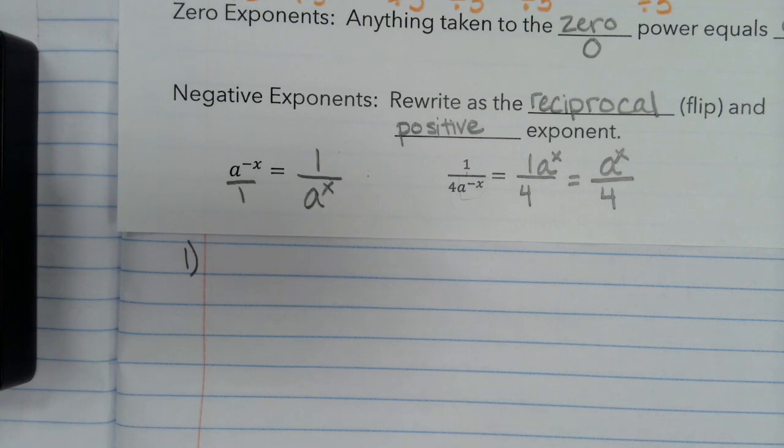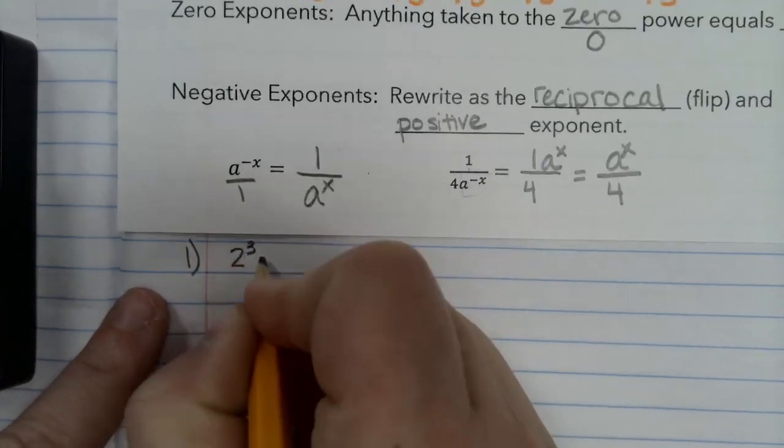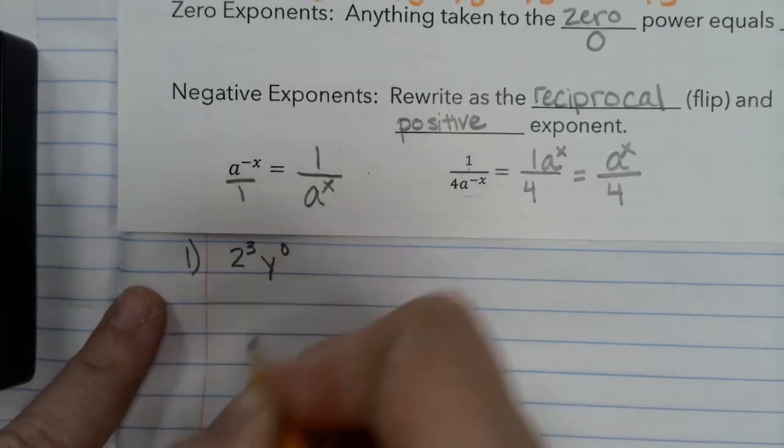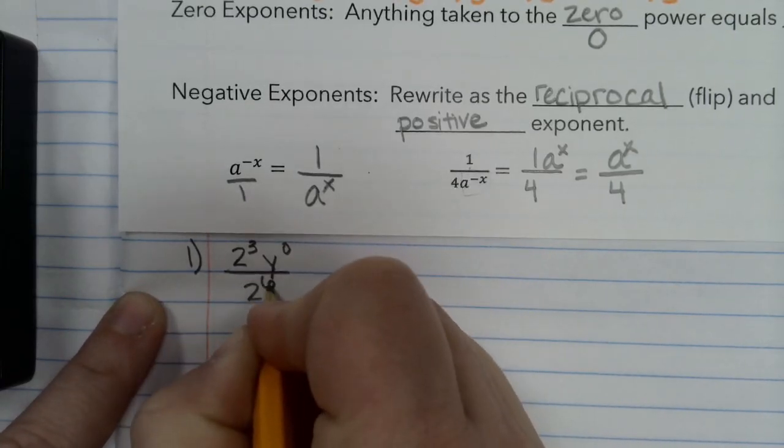Alright, number 1, we have 2 to the 3rd power, y to the 0 power, over 2 to the 6th power.